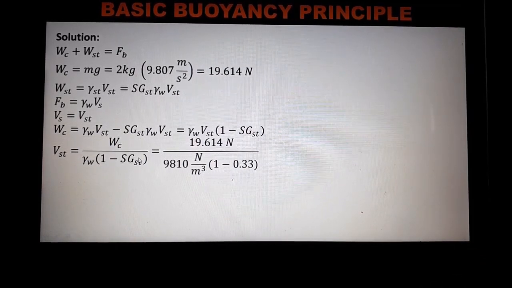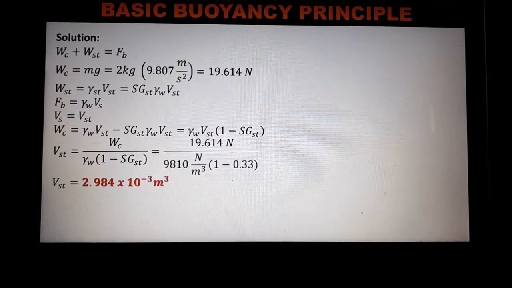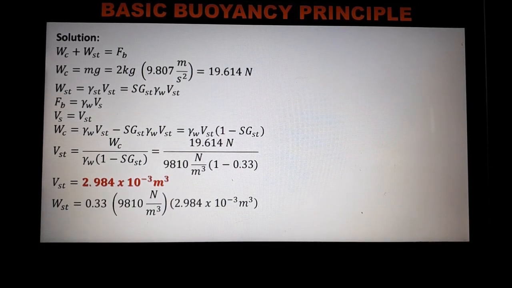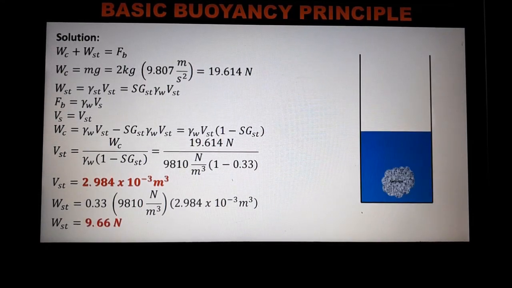And then substituting the values, it will give us a volume of the styrofoam of 2.984 times 10 raised to the negative 3 cubic meters. So that should be the volume of the styrofoam needed in order to lift the 2 kilogram concrete block. And the weight of that styrofoam is equal to 9.66 Newton.